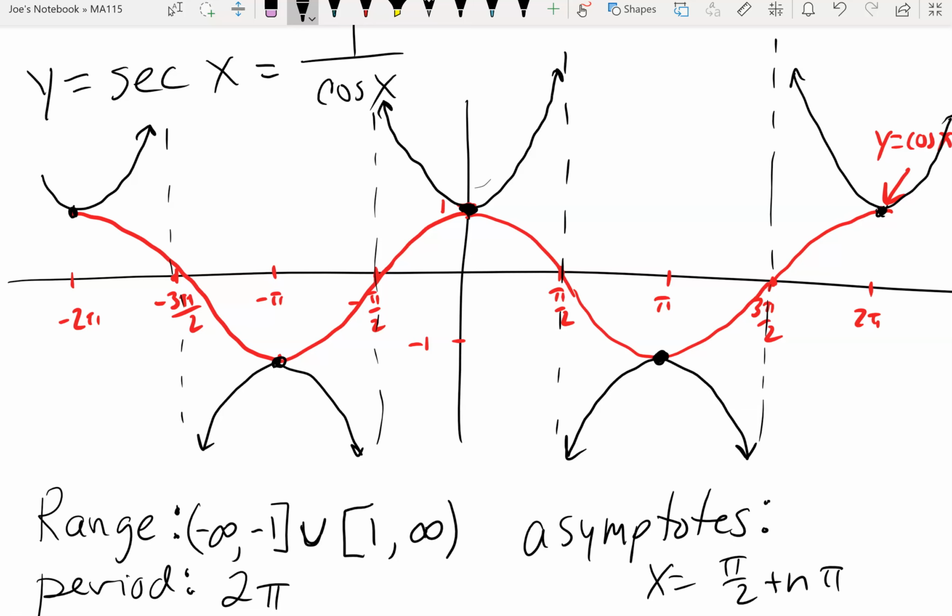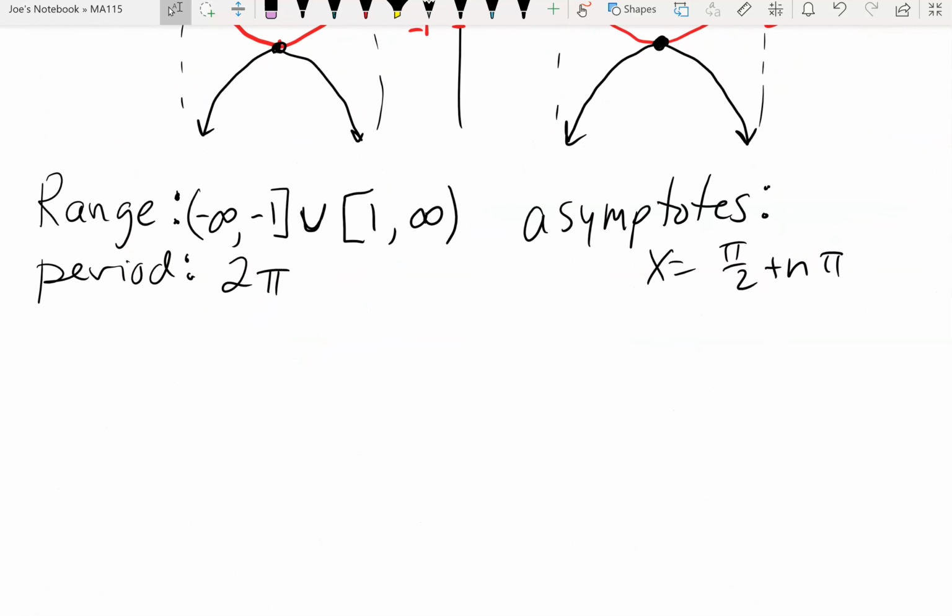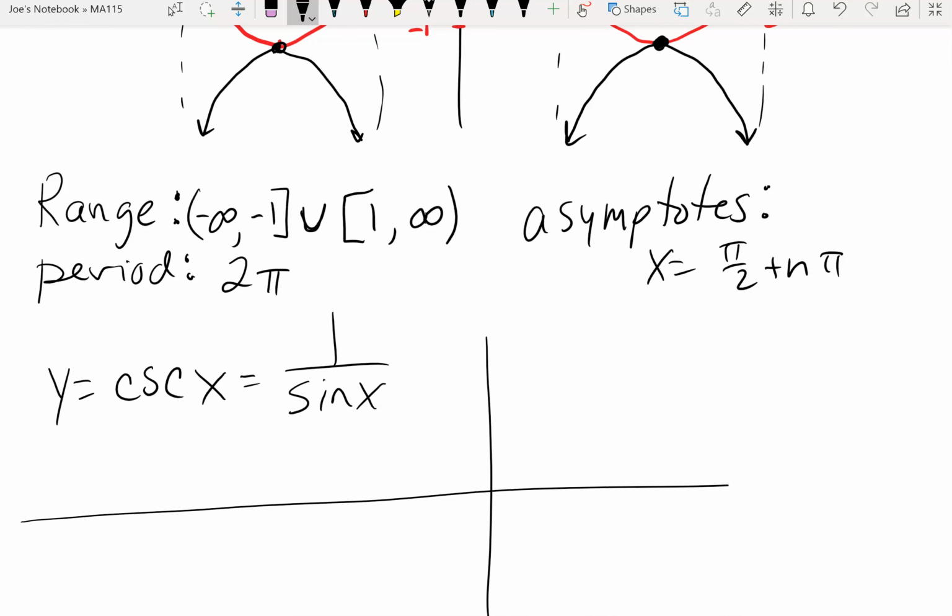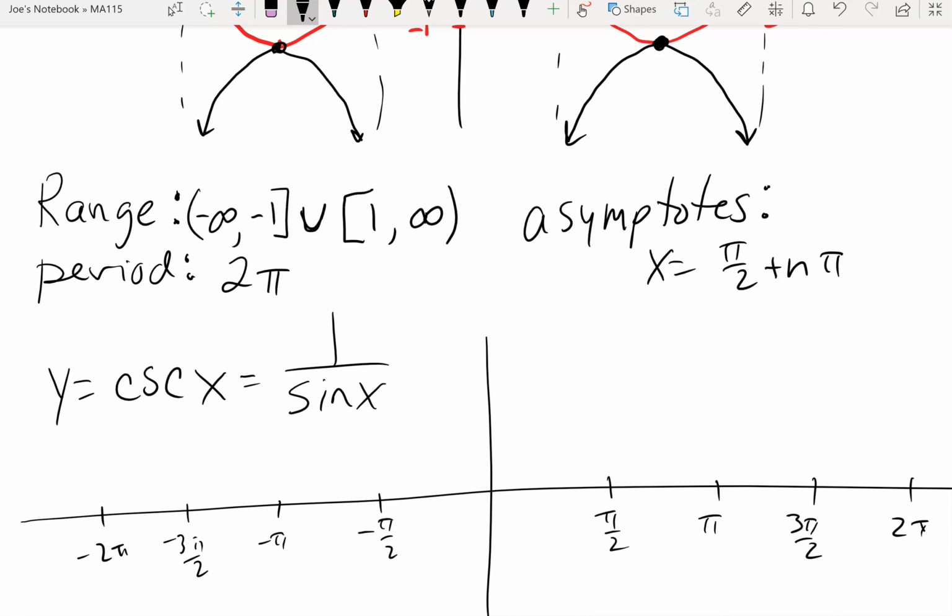So the last one we need to do is cosecant. In terms of sines and cosines, what's cosecant equal to? 1 over sine, right? Reciprocal of sine. Okay. So again, is this ever going to equal 0? No. Same reason why, right? It's not going to equal 0 because the top is never 0 here.